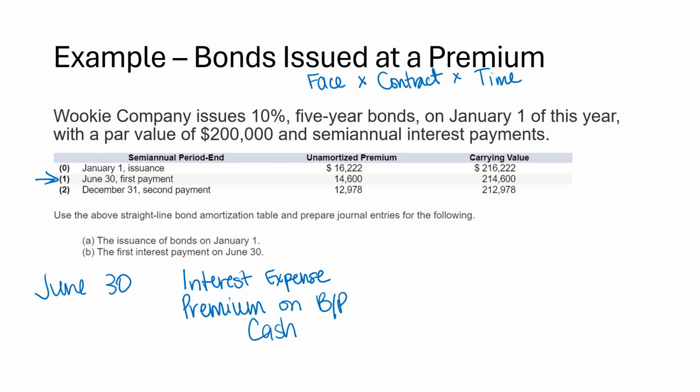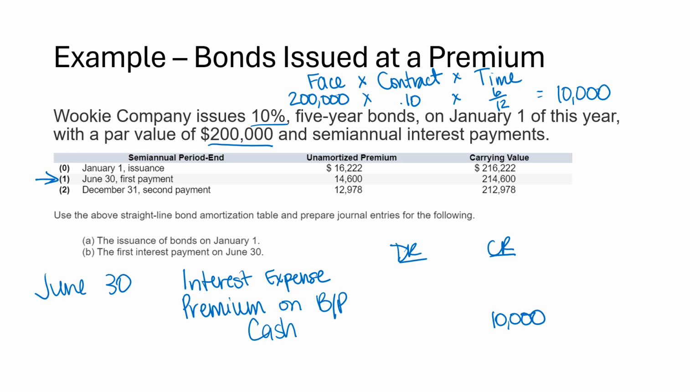So the face value is $200,000. The contract rate is 10%, and these are paid every 6 months, so 6 out of 12. When we calculate that, that equals $10,000. So the cash paid to bondholders every 6 months will be $10,000. So we know we'll have to credit cash $10,000.